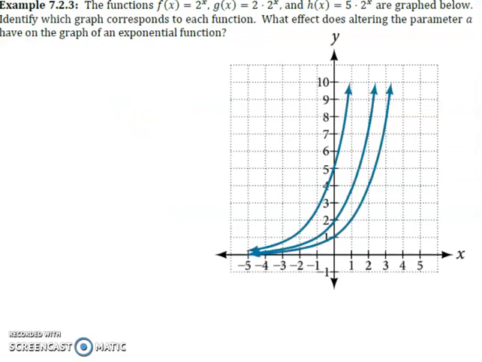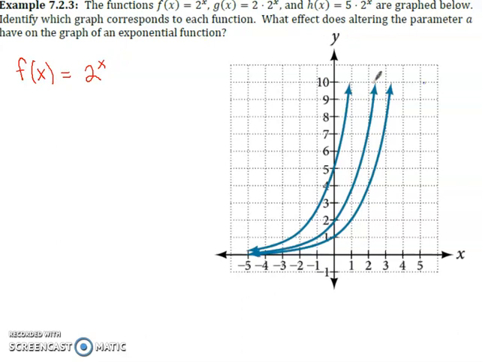So let's take a look at these three graphs and match the graphs with their corresponding function. And we are going to look at what effect the parameter a is going to have on our graphs. So one thing that we talked about in our last slide is that the value of a is going to tell you your vertical intercept.